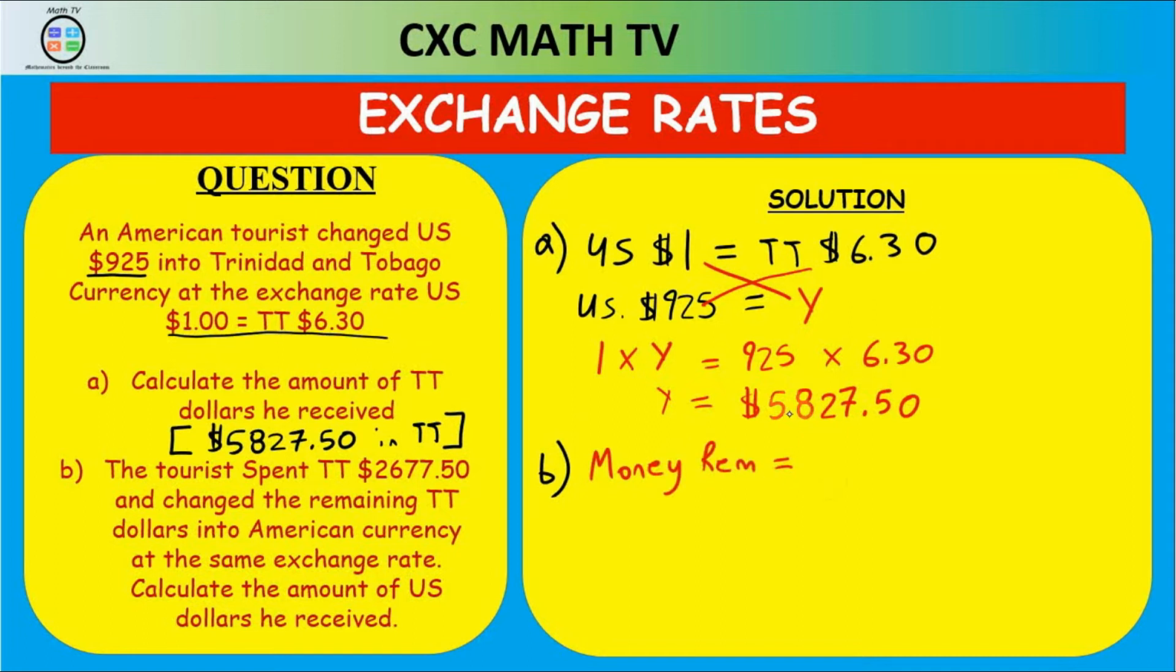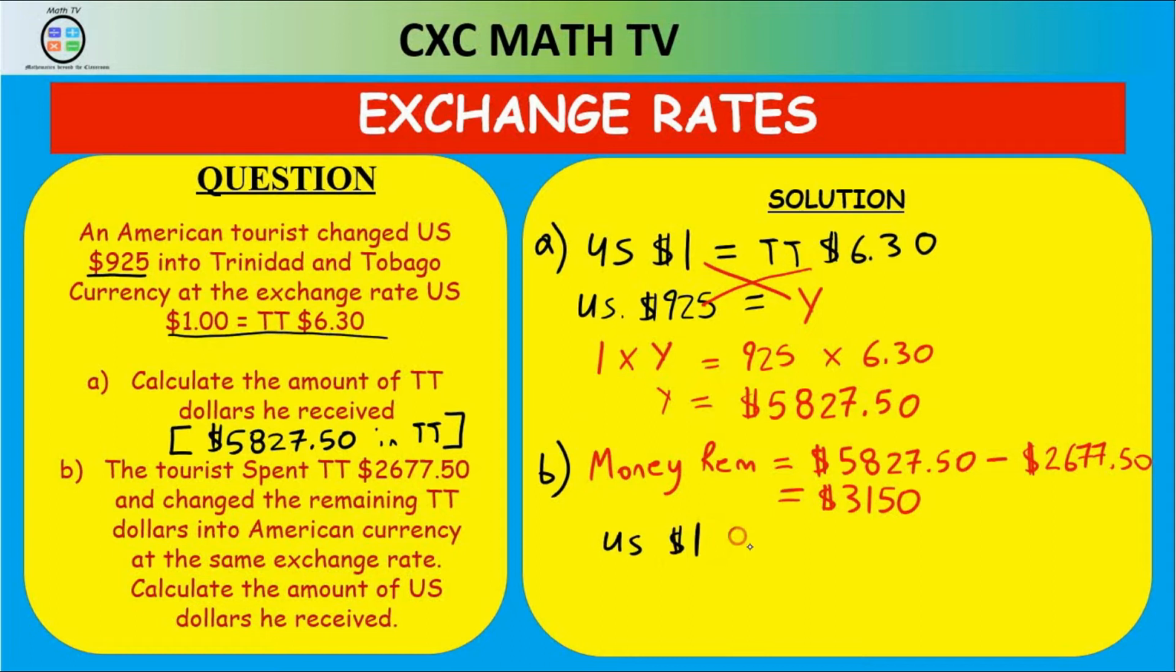is equal to how much he initially had, $5,827.50, minus how much he spent. And he spent $2,677.50. So go ahead and do the subtraction for me. So when he subtracts the amount that he spent, he realizes, oh gosh, he now just has $3,150 in TT. But he's like, no problem. I want my money back in USD. Maybe he's now leaving Trinidad and Tobago, and so he's going back to America, and he wants his money in USD. So again, you always start with the exchange rate.